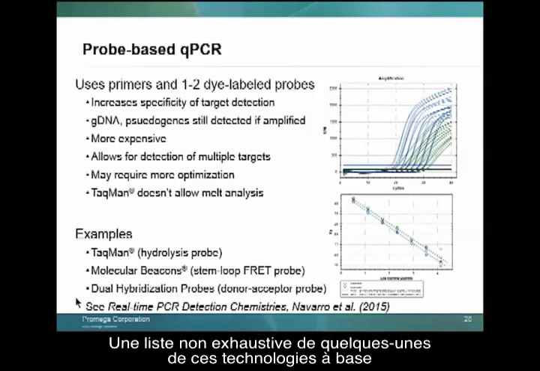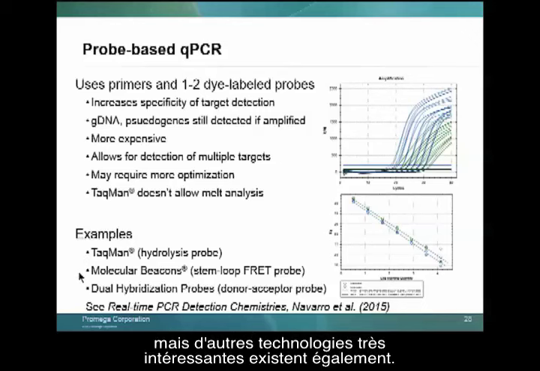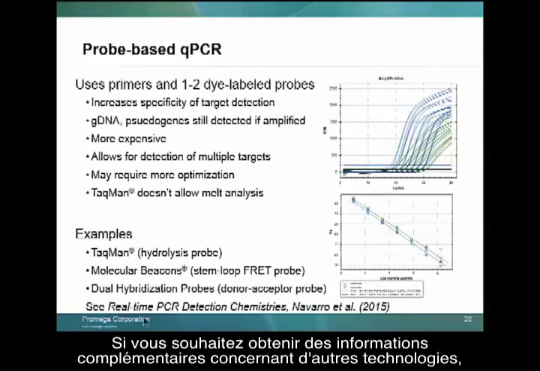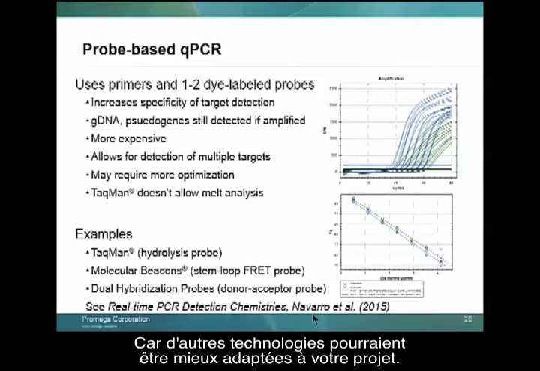This is a non-exhaustive list here at the bottom of some of these probe-based technologies. Like I said, Taqman is the most commercially available option for probe-based qPCR, but there are a lot of other very good technologies out there. And I'll refer you to this paper by Navarro if you want to get some more information on the alternative technologies. Alternative technologies may turn out to be a better fit for your particular application.